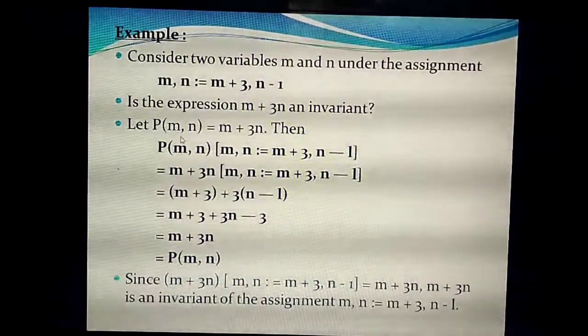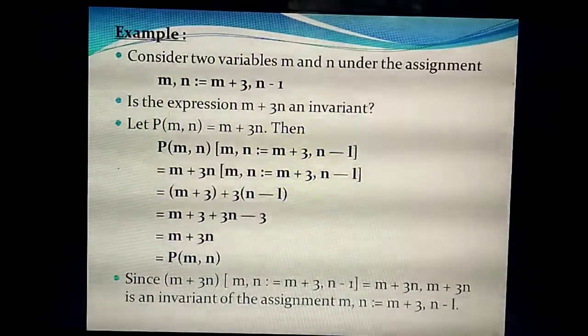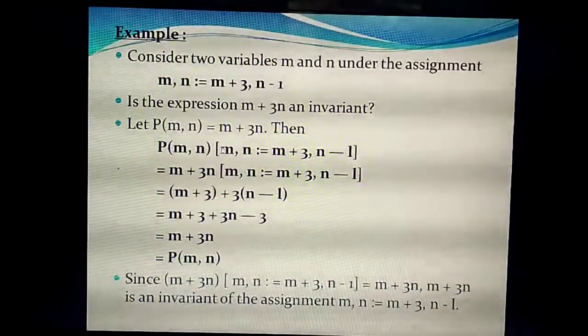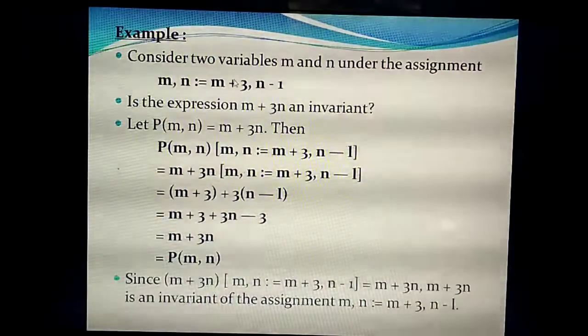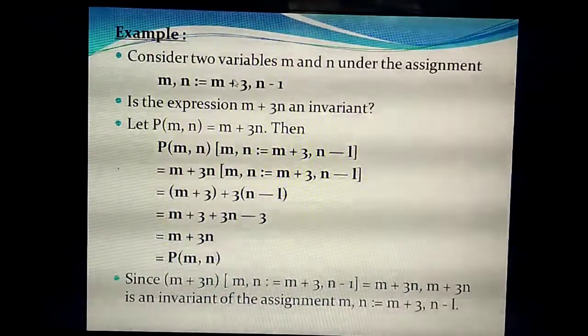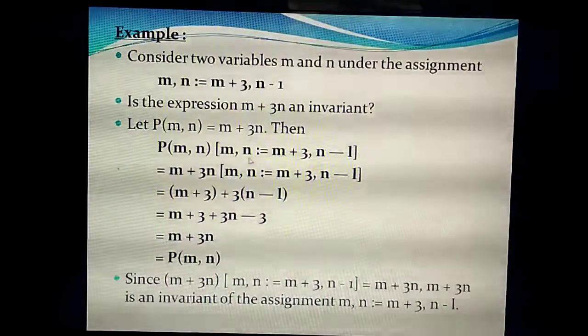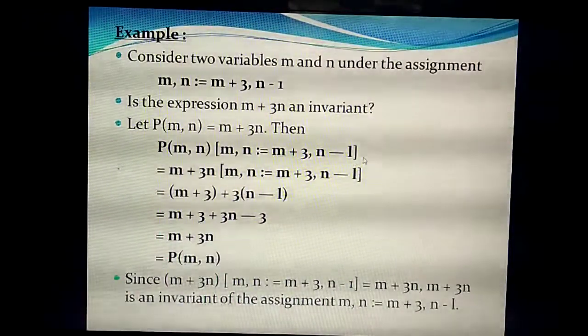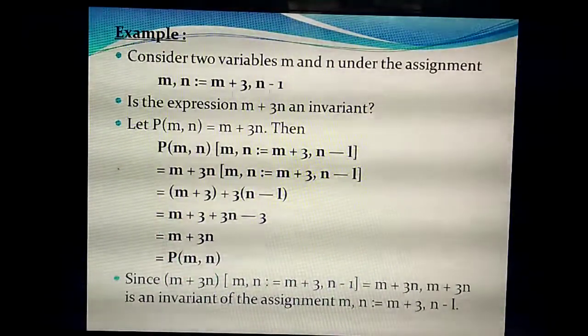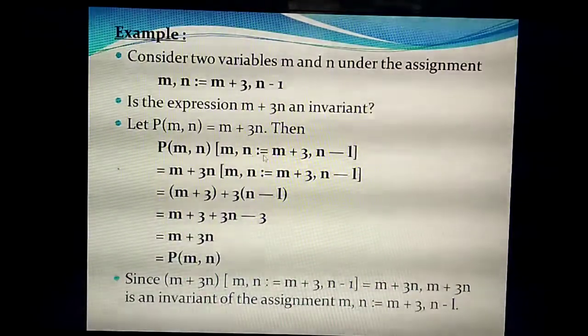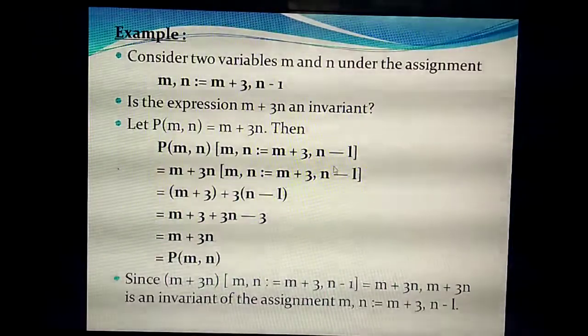Okay. Now substitute the values, similar to the last problem. What do you need to write first? P of m comma n. So what are the variables? M comma n. Already you have been given the values: m is changed to m plus 3, n is changed to n minus 1. Understand? First step you should write like this. Okay. P of m comma n. Then the given values. What are the given values? M comma n equal to m value is m plus 3, then n value is n minus 1. Okay.